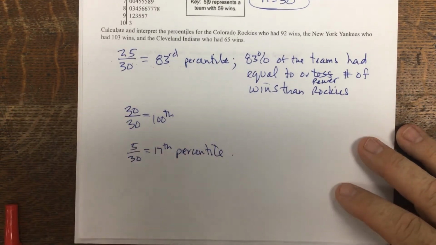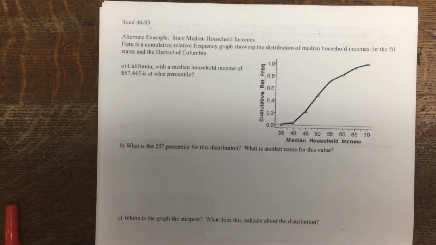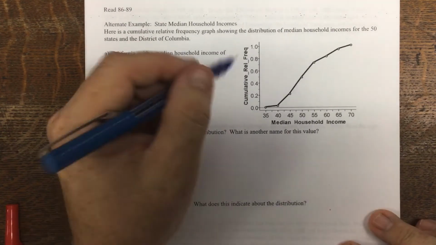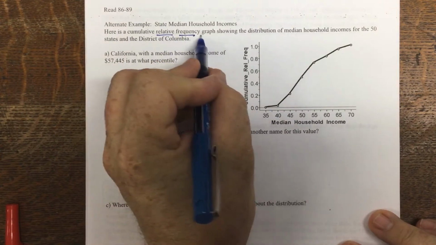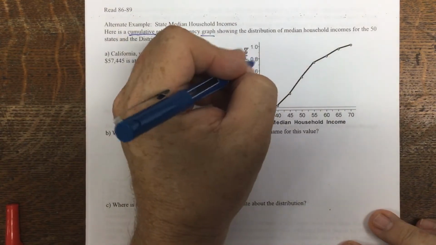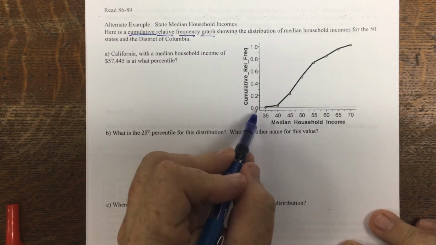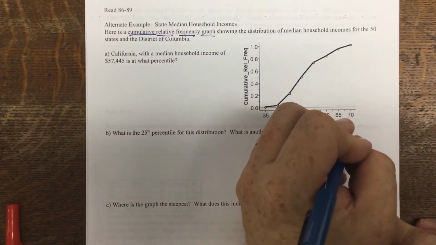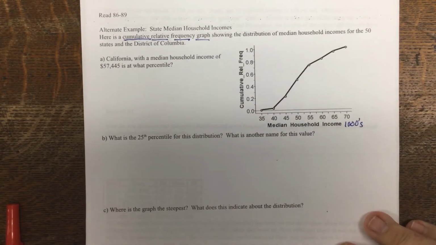So that's how we calculate percentiles. All right, if we move on to the next piece here, this is called a cumulative relative frequency graph. Basically all it means is that we run percent over here: 80%, 60%, 50%, 20%, 0%. And this is the median household income, and this is actually in thousands of dollars.